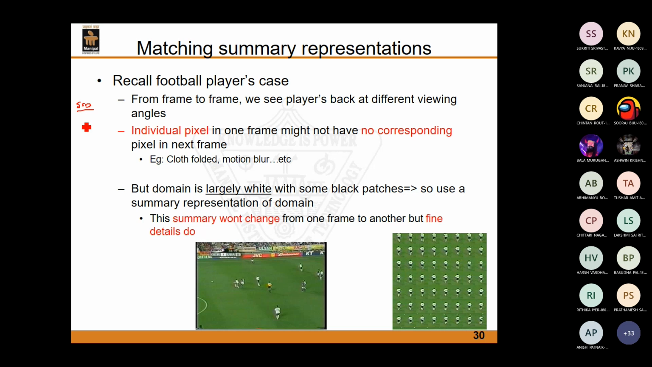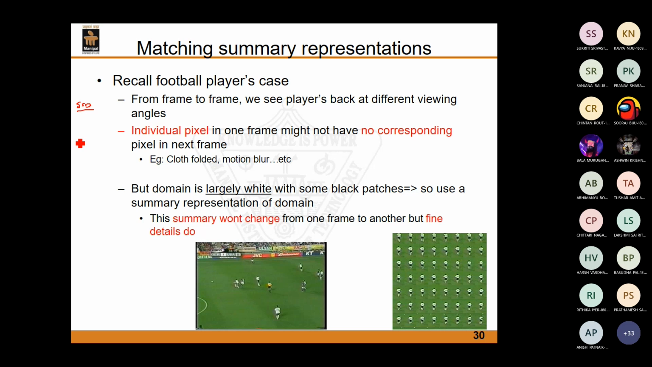Now in summary matching, we are not trying to match pixel to pixel in every frame. We are only trying to create a summary of the object of interest, or the region of interest rather, and then we try to match those summary representations rather than those individual pixels.